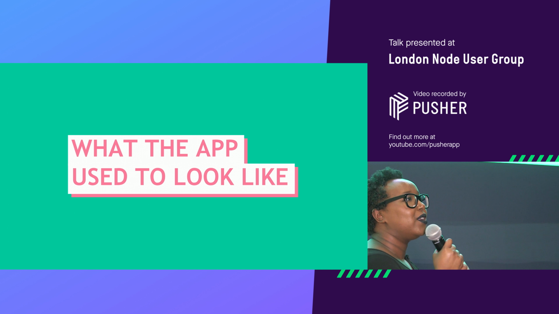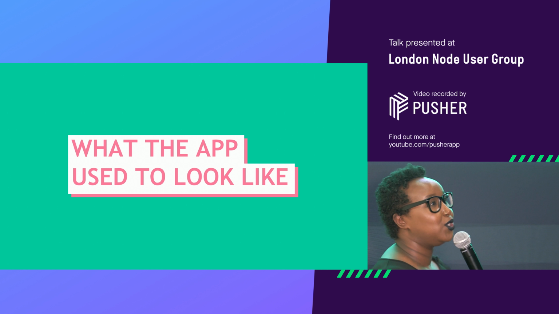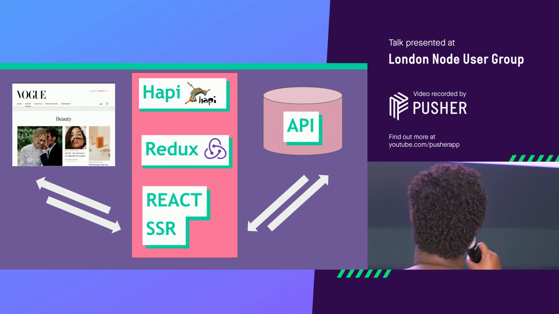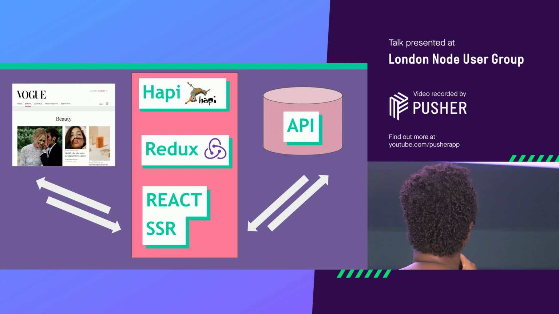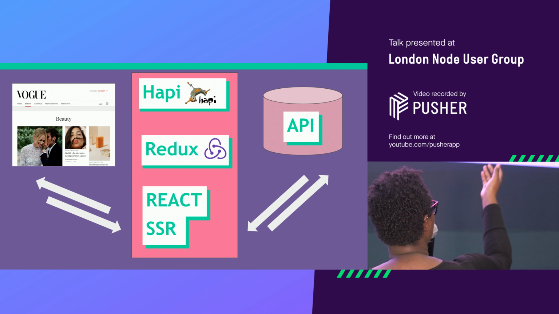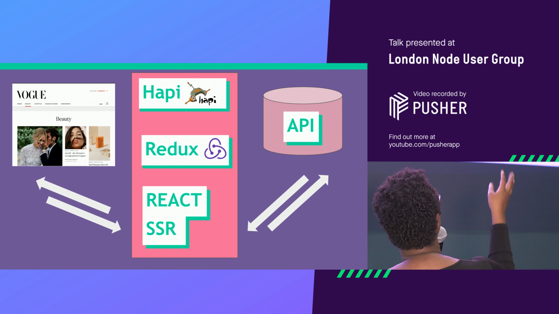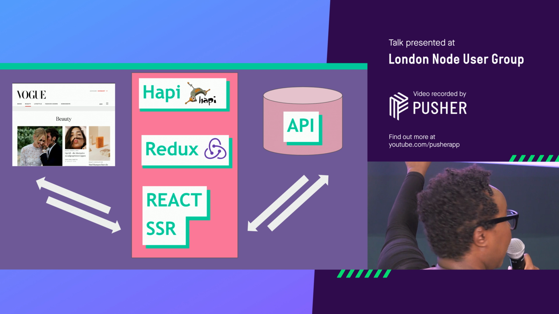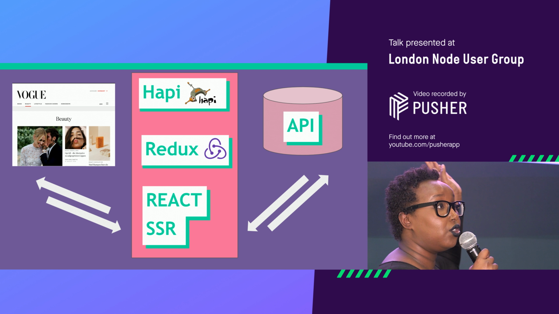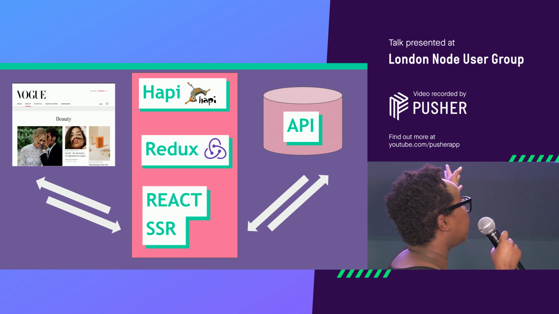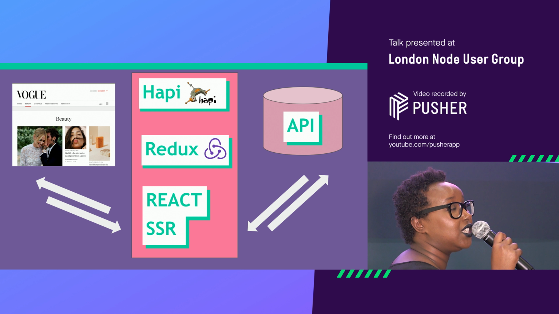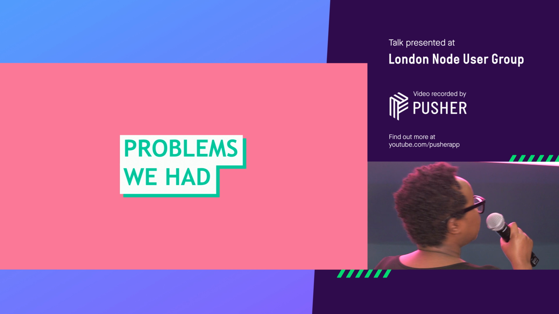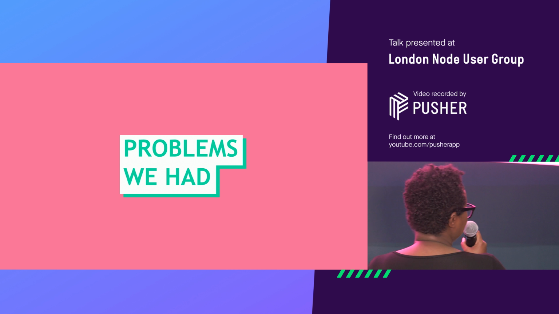So a bit of history on what our app used to look like. Our app used to look like this, where we used to get data from a content API, and we served it up using a Hapi server, and we had a Redux store where we would put data in and server-side render our application. So what are the problems we had, Michelle?